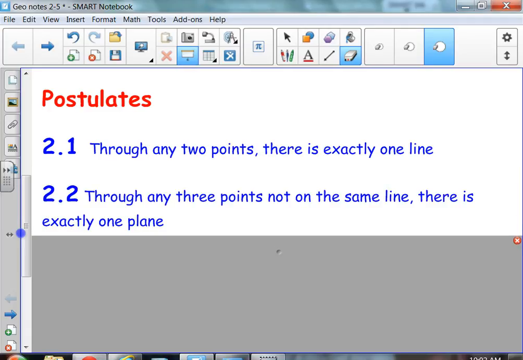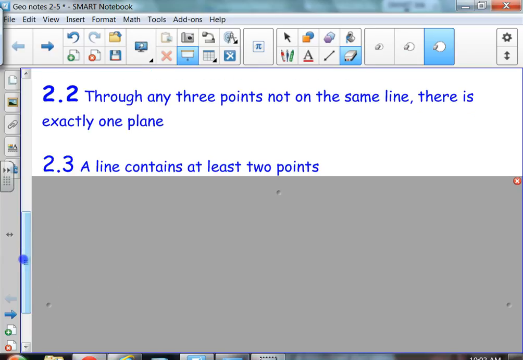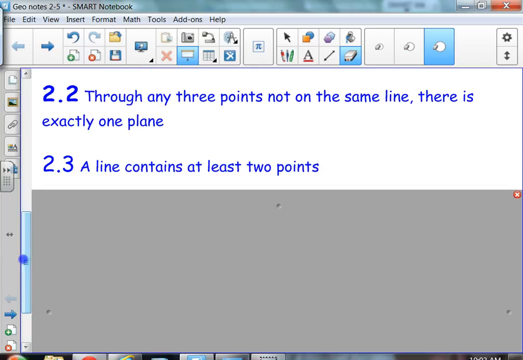2.2 says through any 3 points not on the same line, there is exactly one plane. So 3 non-collinear points make up a plane. That's what this is saying. Through any 3 points not on the same line, there is exactly one plane. A lot of this stuff won't make sense yet while you're getting it, but when we get to your homework, you'll see quickly. Postulate 2.3.